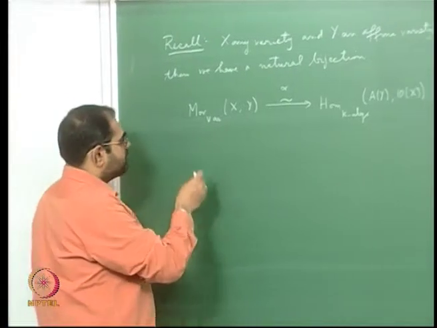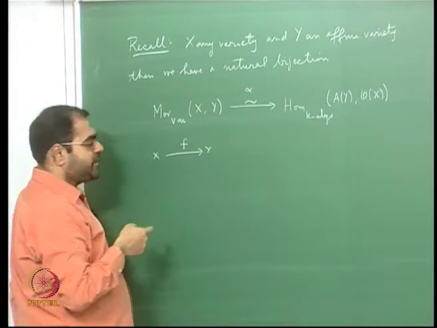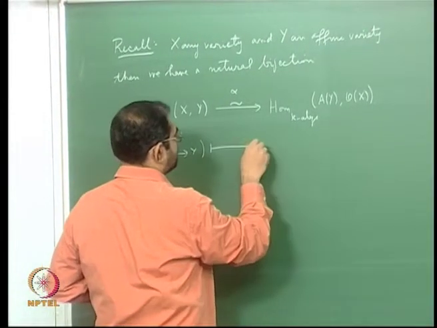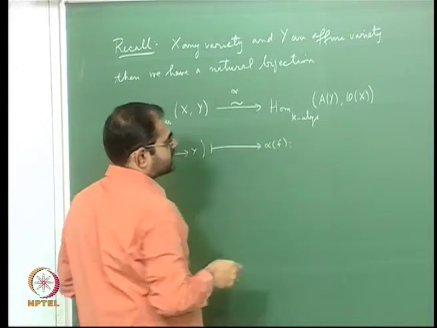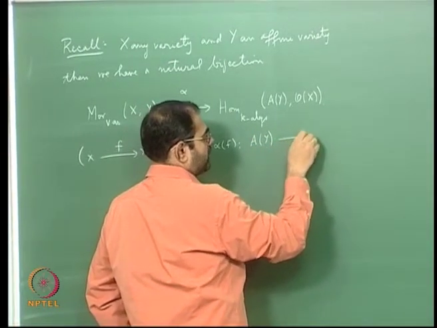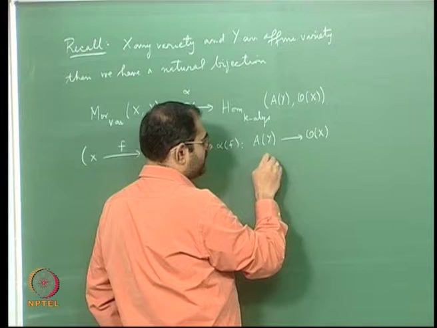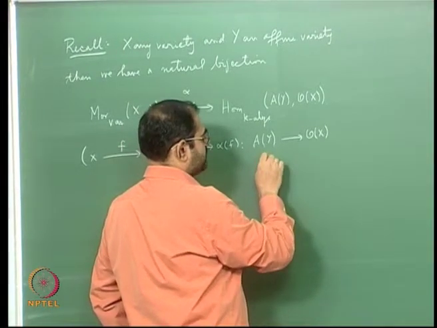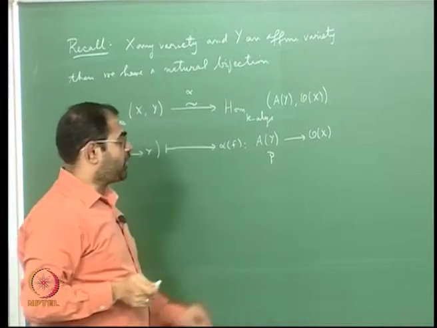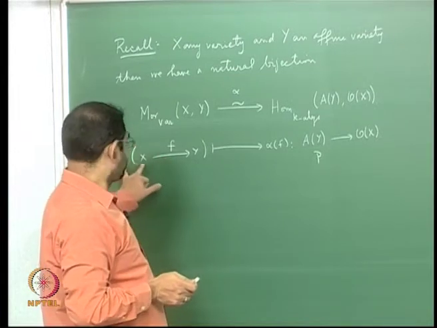In other words, if f from X to Y is an element on this side, namely it's a morphism from the variety X to the affine variety Y, then you send it to alpha f. This alpha f is going to be a K algebra homomorphism from the ring of polynomial functions on Y to the regular functions on X, and that is very easy. Namely, you give me a polynomial function capital P on Y, you compose it with f to get a regular function on X.